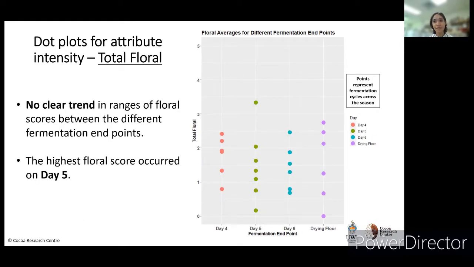And the last fine flavor attribute that I'll look at is floral. So if you look at the graph, which is again similar to the ones before, except on the vertical axis we're looking at floral. No clear trend was really noted for floral. We saw the highest floral score occurring on a day 5 sample.